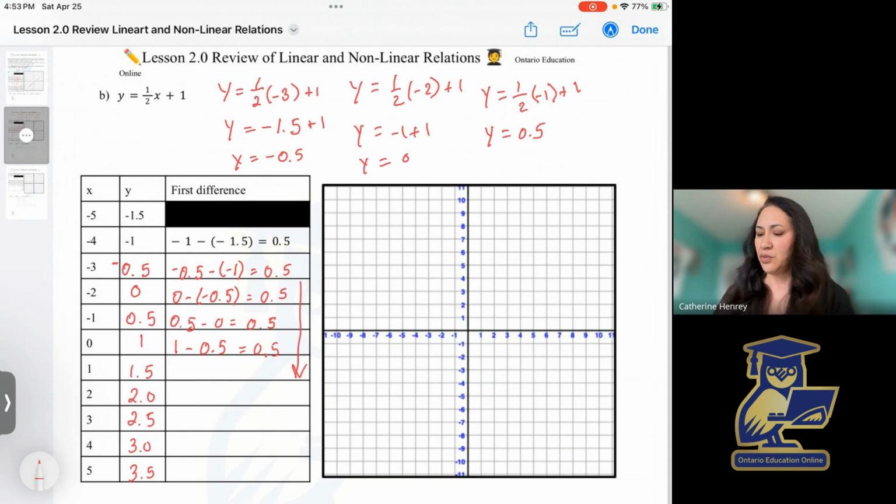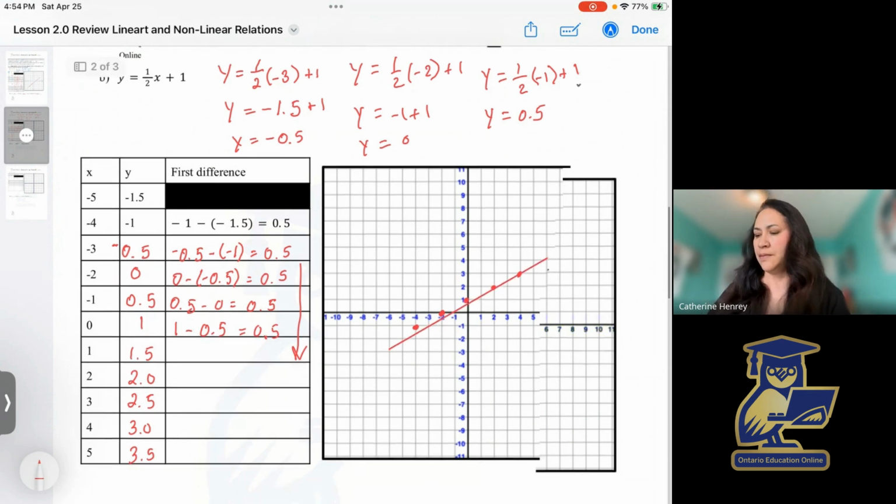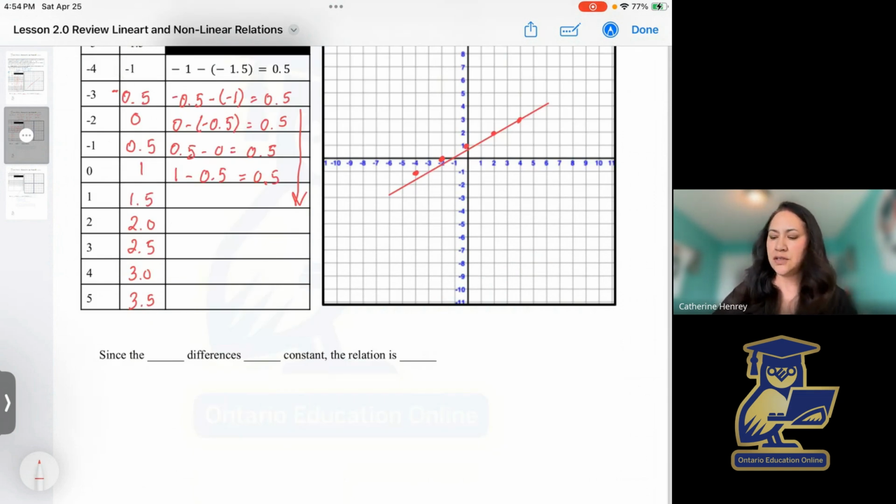So let's plot some of these points. Let's go with -4, -1. I'm only going to do the whole numbers, so I don't work with the decimals. Next one will be -2, 0, 0, 1, 2, 2, 4, 3. Good. So since our first differences, again, here, they are constant being 0.5, this relation is also linear.